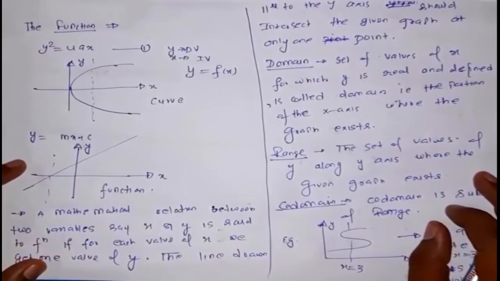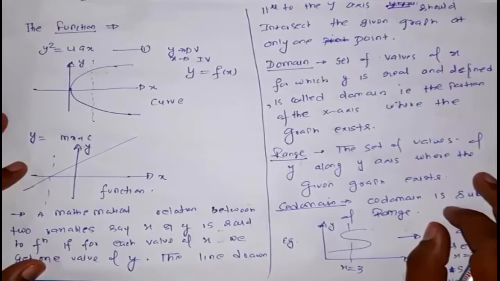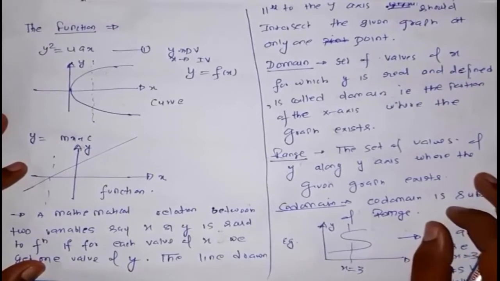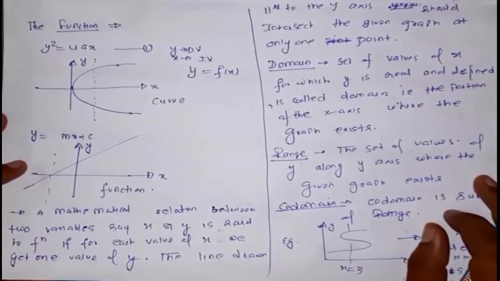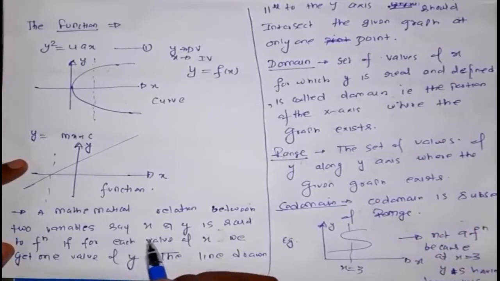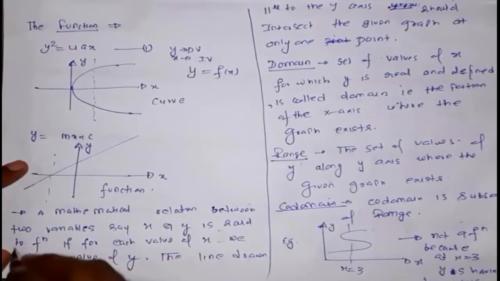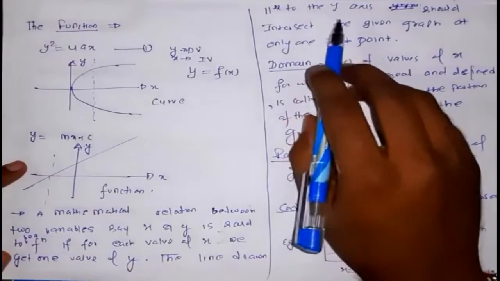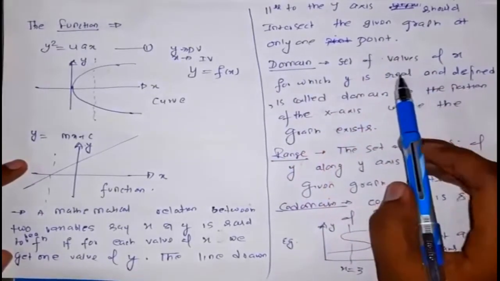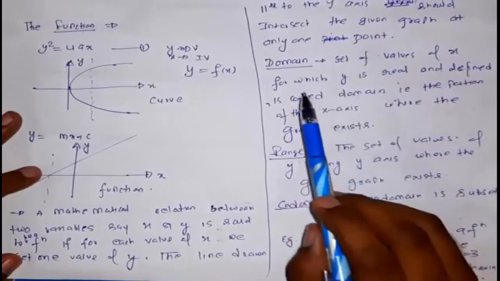So in the previous tutorial, I explained about functions and the difference between a function and a curve based on the graph of that function or curve. Here are some definitions for the function. A mathematical relation between two variables, say x and y, is said to be a function if for each value of x we get one value of y. That means a line drawn parallel to the y-axis should intersect the given graph at only one point. I have already said this to you.